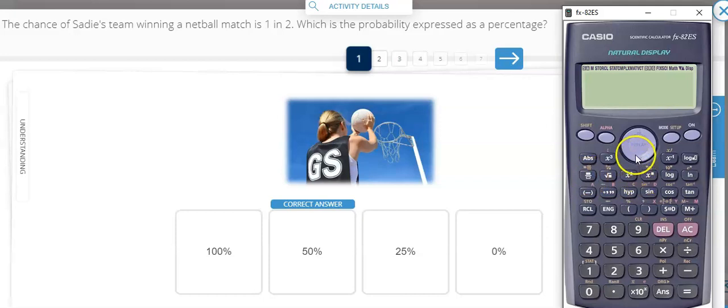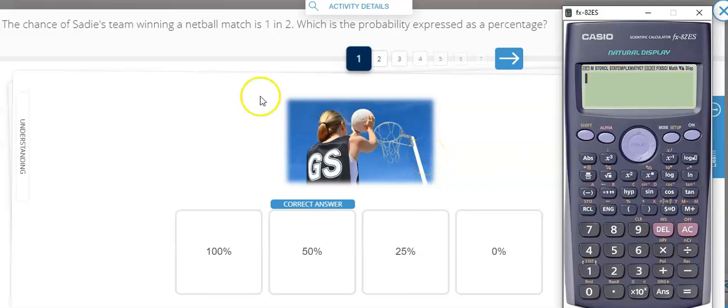Just make sure that you use the cursor pad down and across when you're inserting a fraction. And the SD button, S just stands for standard and D just stands for decimal. So we're converting standard or fraction form to decimal form and vice versa.